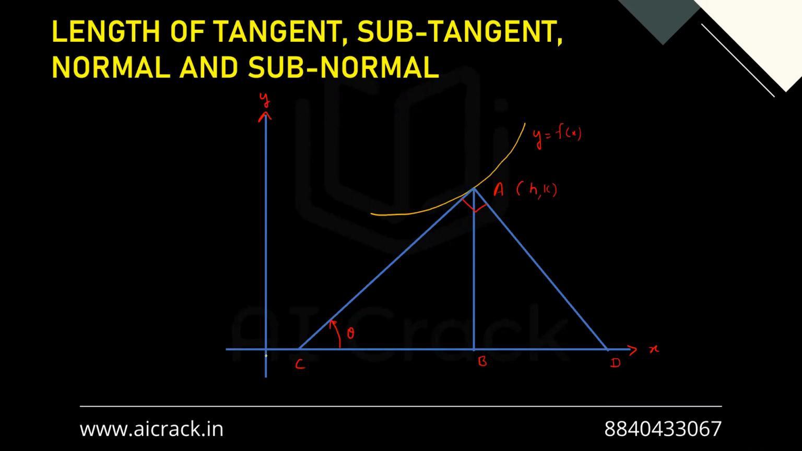The tangent is hitting the x-axis at point C and the normal is hitting the x-axis at point D. So this AC length is nothing but the length of tangent, and this AD length is nothing but the length of normal. Now the horizontal components of these tangents and normals would be the subtangent and subnormal. The horizontal component of AC would be CB and the horizontal component of AD would be BD. So CB is the subtangent and BD is the subnormal. This is how we have defined these four terms.